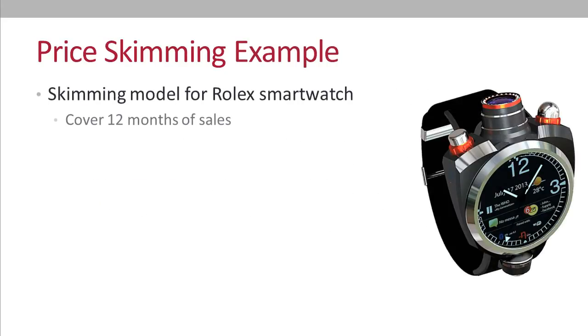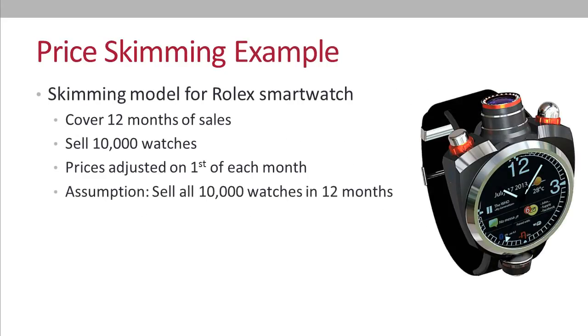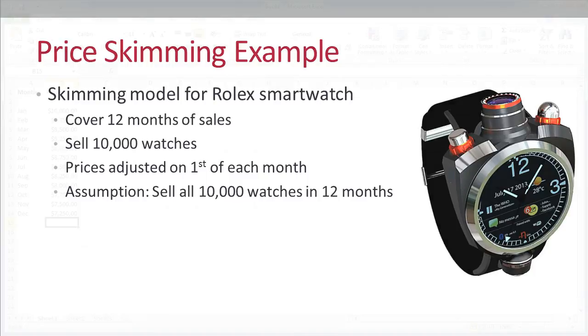Let's walk through a simple example with Excel that'll show us how to maximize our profits by changing our product's price over time. Our example product is going to sit at the intersection of fashion and technology, Rolex's entry into the smartwatch market. We want to set up a pricing model for the next 12 months, covering the 10,000 watches we want to sell during that time period. On the first day of each month, we're going to drop our prices. We're going to assume that our watches are so awesome we can sell all 10,000 of them during the year as long as we price them appropriately.